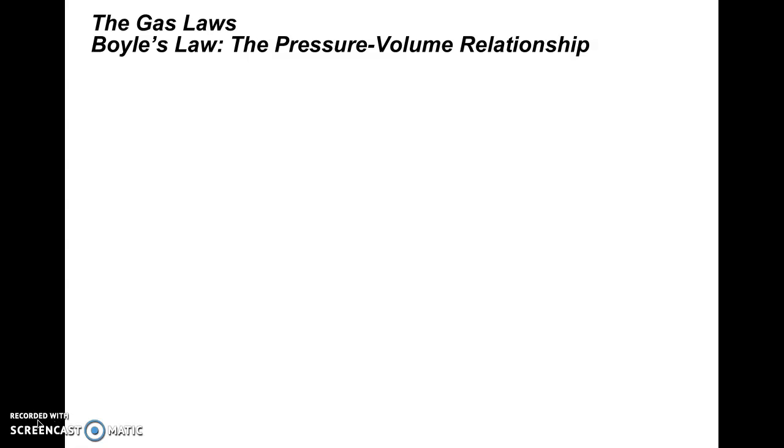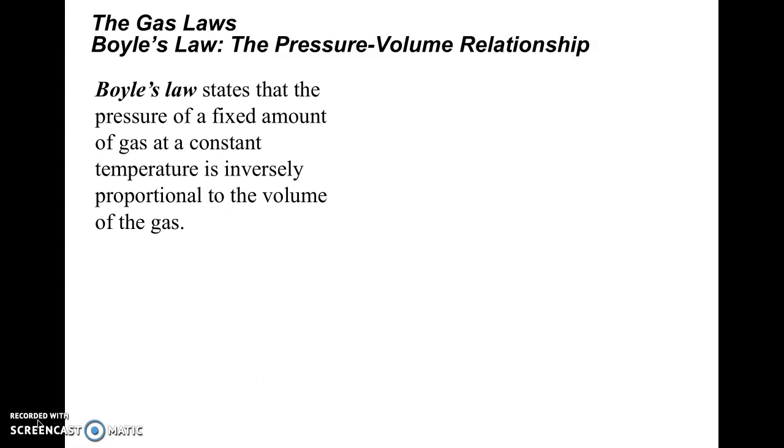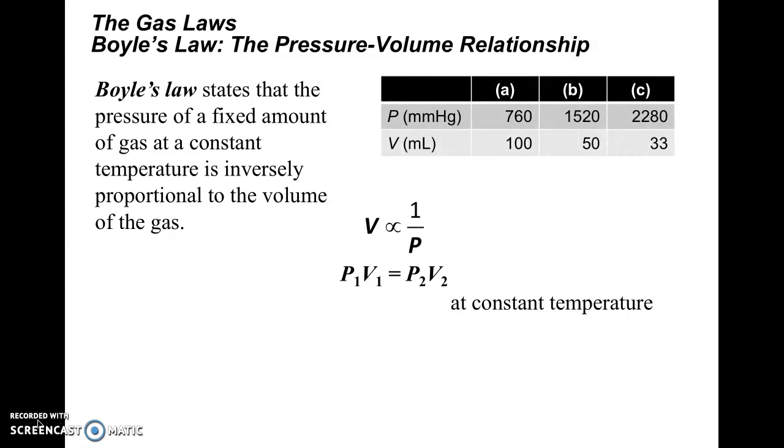So an important relationship that was discovered by Boyle is a volume-pressure relationship between gases, and it says that the pressure of a fixed amount of gas at a constant temperature is inversely proportional to the volume of that gas. So we would write this as volume is inversely proportional to P. A little bit more useful formula is when you make this an equality. So P1V1 equals P2V2, and we will use that relationship quite often.